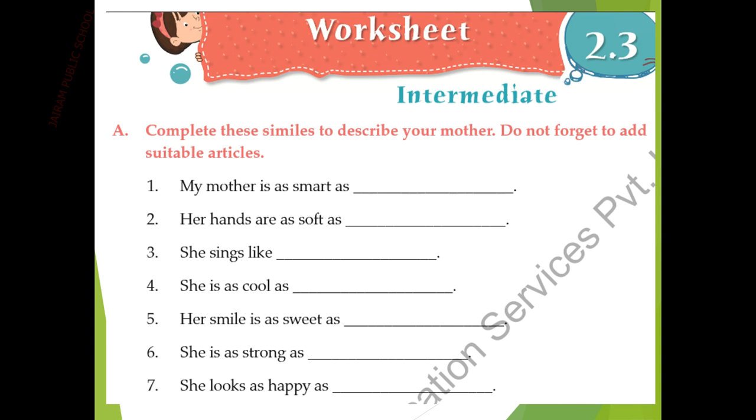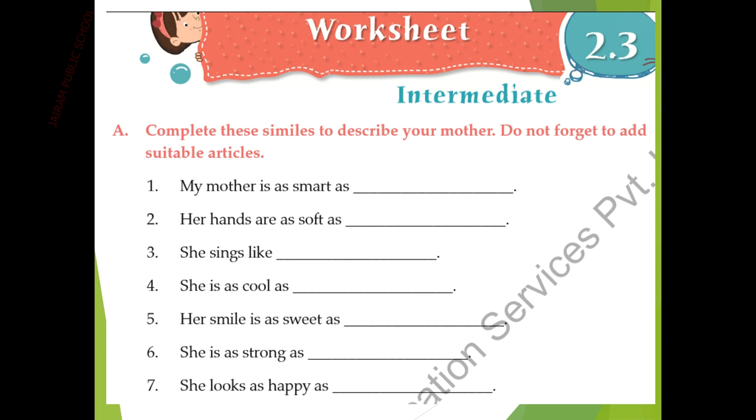Number 6. She is as strong as dash. I already said one example before, which is very strong. Can you find out the answer? Yeah, of course, iron. Your mother is an iron lady. Of course, my mother is also an iron lady. She is as strong as an iron.